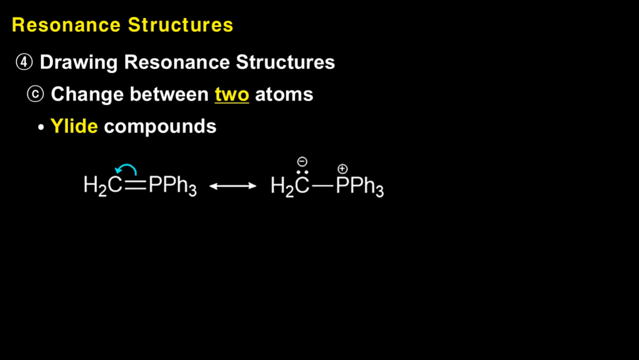Another good example is the phosphine ylide. In this case, the electron density in the carbon-phosphorus bond shifts toward the carbon atom. As a result, the carbon ends up carrying a negative charge, while the phosphorus takes on a positive charge. This kind of electron movement is what gives the ylide its unique stability, and it plays a key role in the Wittig reaction, where phosphorus ylides react with carbonyl compounds to form alkenes.